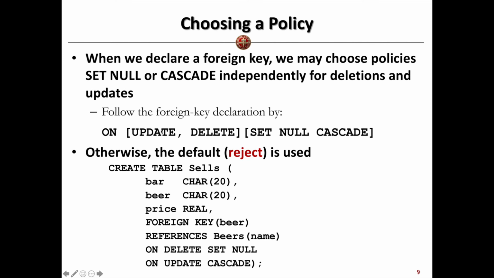Either delete or update, we can use either set null or cascade. Without declarations, the system uses the default, reject, as the policy instead. So I hope you can follow me, right? This foreign key is very important for creating tables.